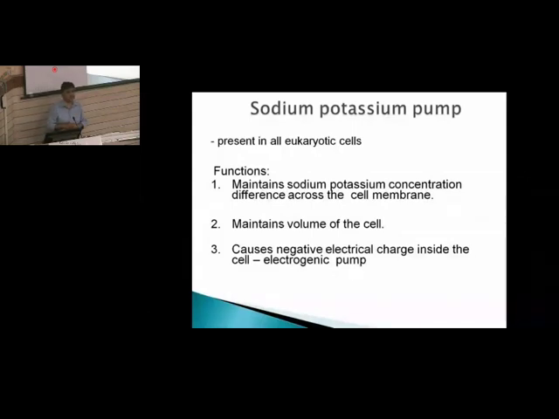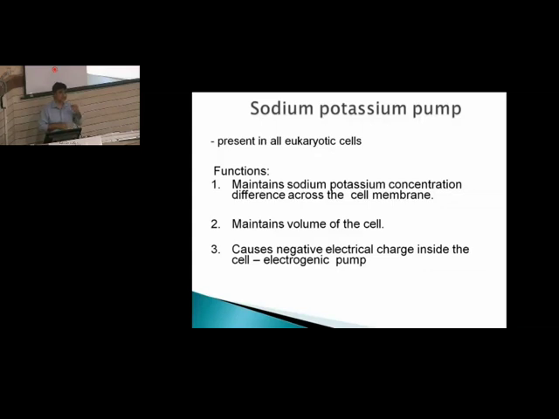Okay, and it maintains the volume of the cell. How does it maintain the volume of the cell? Suppose this pump does not function. What will happen? Sodium will accumulate inside, so more water will go inside. Because of osmosis, this sodium which is accumulated inside will attract more water. So the cell will swell and die. So this pump maintains the volume of the cell. Is that clear?